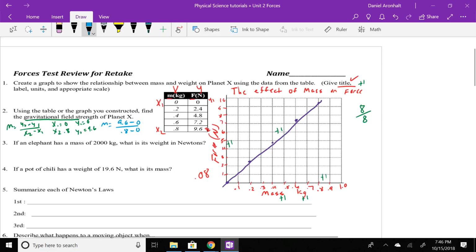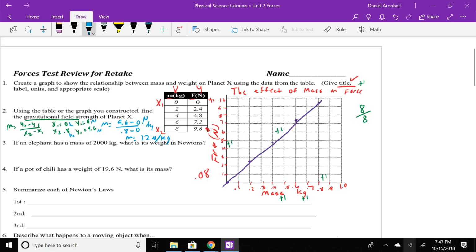And let's not forget the units over here, by the way. This is going to be 9.6 newtons, 0 newtons, and kilograms. And so when it's done, it's going to be newtons per kilogram. And when it's all said and done, my m is going to equal 12 newtons per kilogram. Now remember, the gravitational field strength is going to be the gravity of the planet. So apparently the gravity on this planet is 12 newtons per kilogram. Compare that to Earth, which is 9.8 newtons per kilogram.